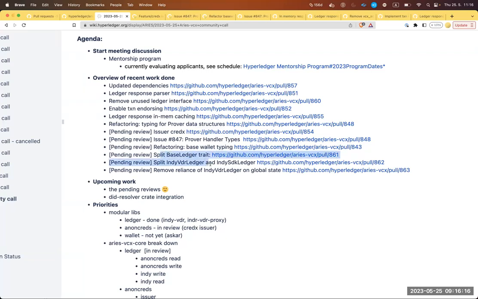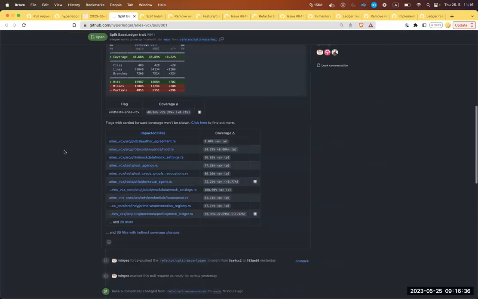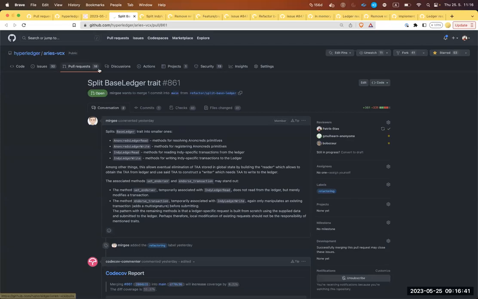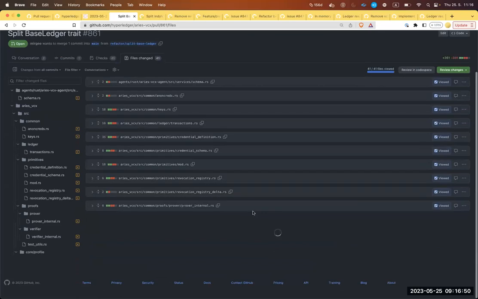And yeah, the three last items here, one on top of each other, they need your guys' review. So I already went through them pretty much. The first one, maybe just to give you like a 50,000 feet overview, is doing the split of the base ledger into four different traits. And apparently this was less code modification than I thought.